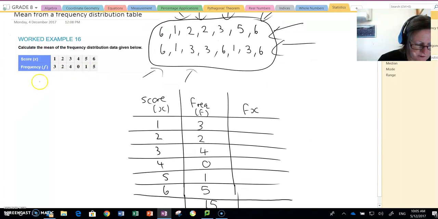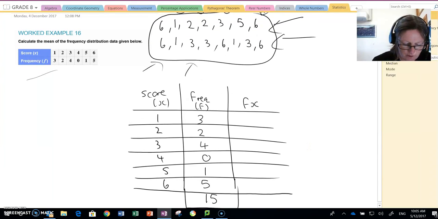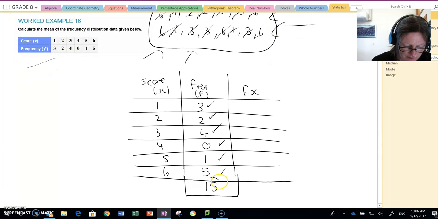The textbook has done it with the table this way. I prefer my tables going down. So in other words, 1, 2, 3. In 3 games, I got 1 goal. In 2 games, I got 2 goals. In 4 games, I got 3 goals. I didn't get 4 goals in any games. In 1 game, I got 5 goals. And in 5 games, I got 6 goals. Little check, that adds up to 15 because I mentioned that I played in 15 games.